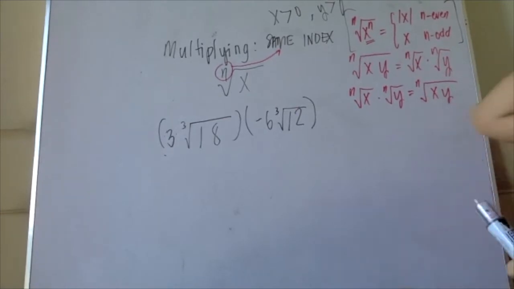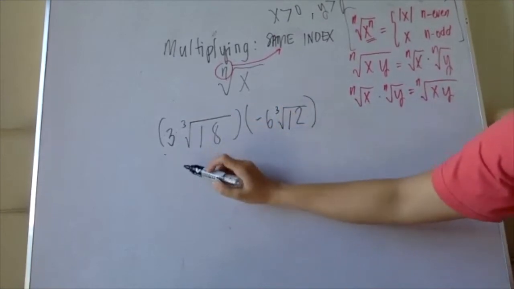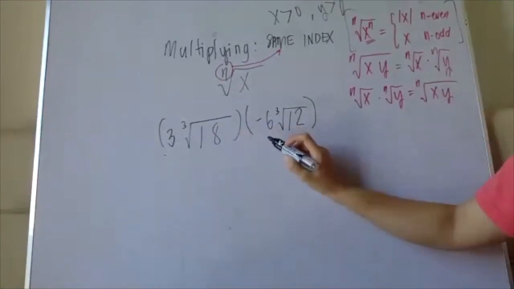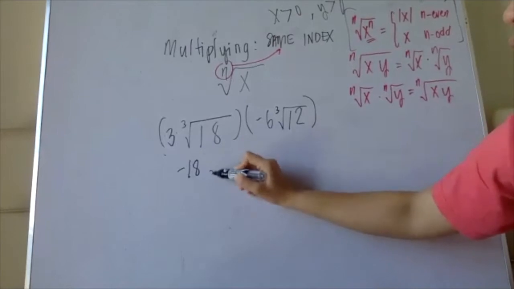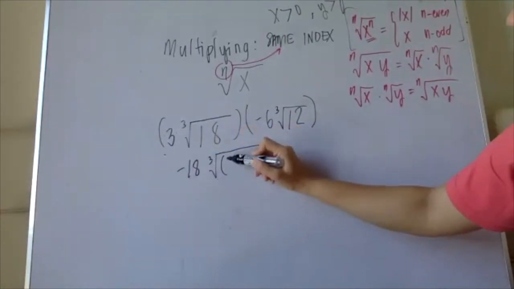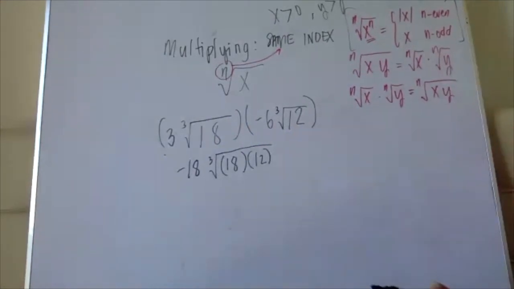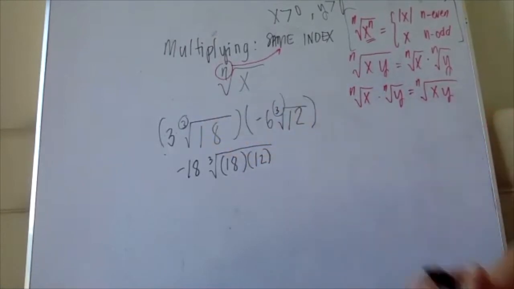Okay, so here, multiply mo lang muna yung nasa labas na. Okay? Madali lang siya for me kapag minumultiply ko na. 3 times negative 6, that's equal to negative 18, times cube root of, dalawang nasa loob, 18 times 12. So again, pwede mo lang siya ipagsama kapag pareho yung index mo. Okay?